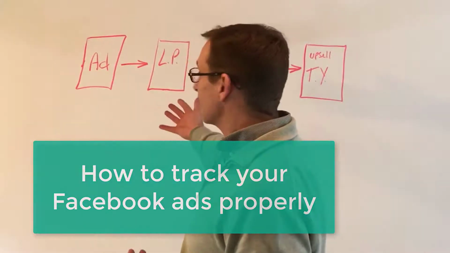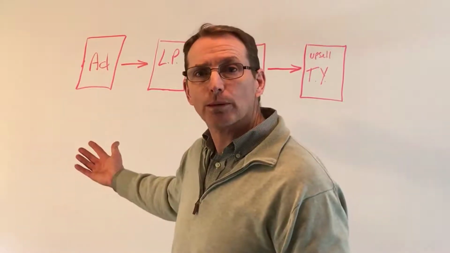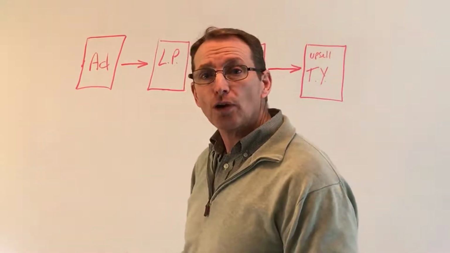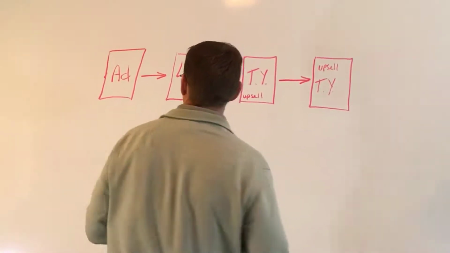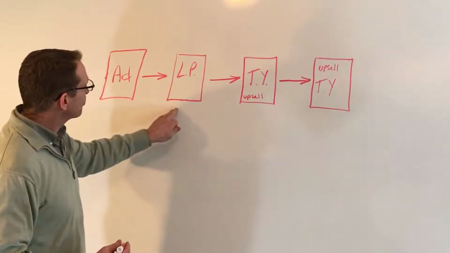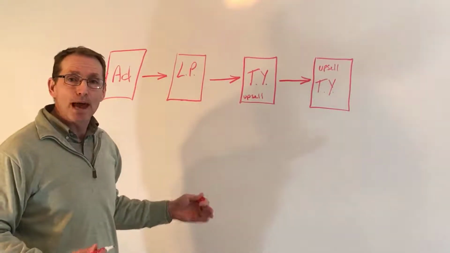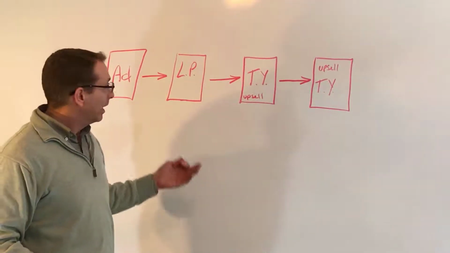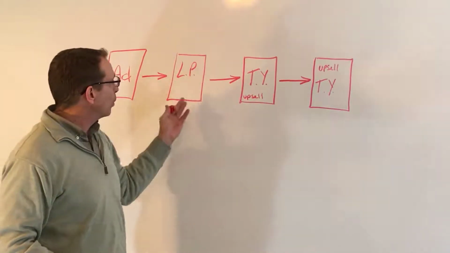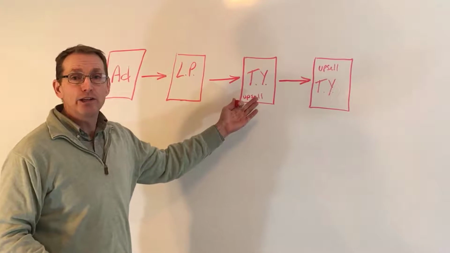So quickly, let me show you what a typical funnel looks like, and this is something that you're probably already working with. So I'm going to show you how to track this. Okay, so let's just say you have an ad here. You have an ad set up, and you're sending people to a landing page with a lead magnet offer on it. And then from there, people who register their name and email drop down to your thank you page.